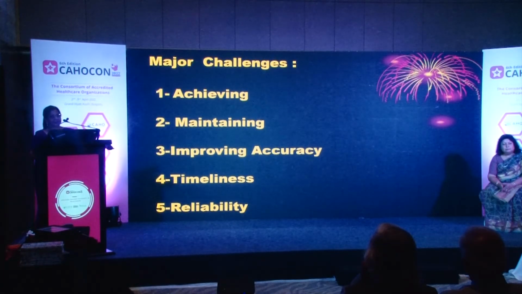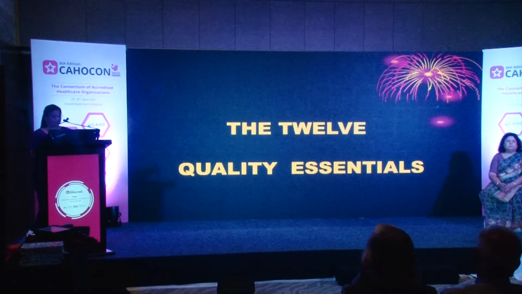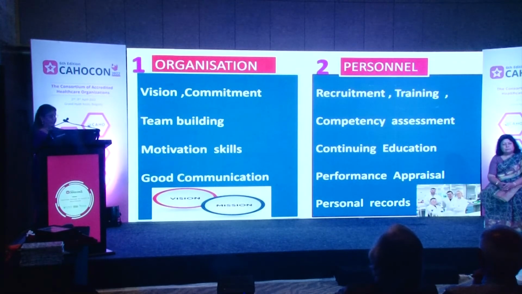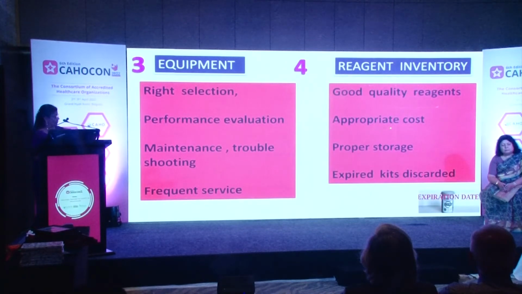There are major challenges in QC in achieving, maintaining, and improving accuracy, timeliness, and reliability. And so, in order to have solutions, there are 12 quality essentials where an organization needs to have a vision and commitment, team building, motivation skills, and good communication, recruitment of the right staff with training, competency assessment, performance appraisal, and maintaining personnel records, right selection of equipment, performance evaluation of the analyzer, maintenance, troubleshooting, and frequent service of the analyzers, good quality reagents with appropriate cost, with proper storage, and expired kits need not be used.